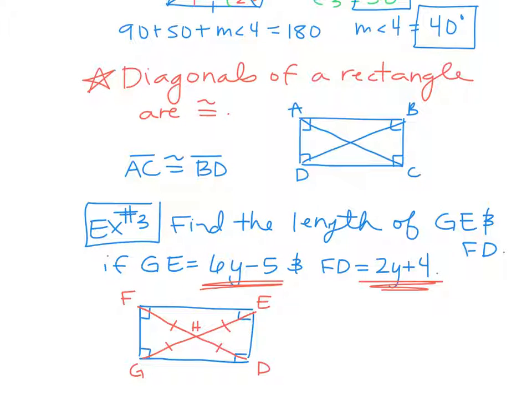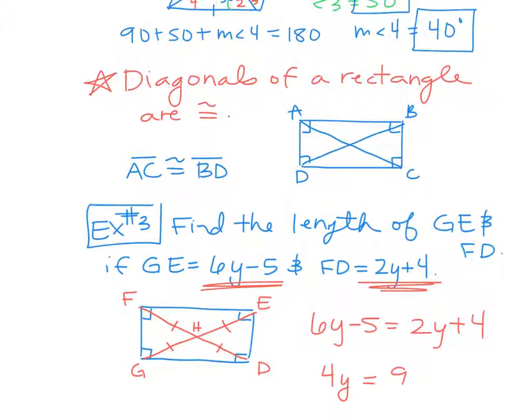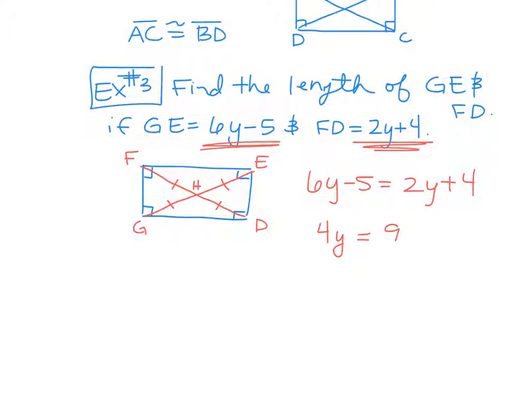Just set them equal. We know the diagonals are congruent, so we're going to say 6y minus 5 equals 2y plus 4, and then just solve that. So take away the 2y, you get 4y on the left, add the 5, you get 9. Then you're just going to divide by 4, which is not a pretty number. So you could say y is 9/4, or if you want to turn that into a mixed number, that would be 2 1/4. Either way is fine. I think it's easier to just leave it as 9/4 for the sake of plugging it into your problem.